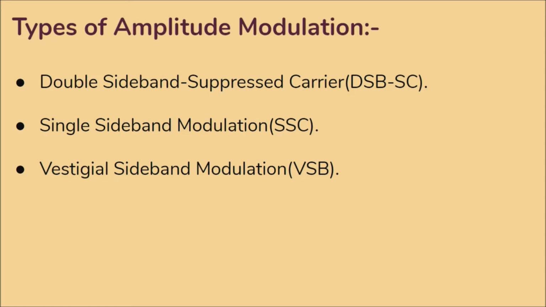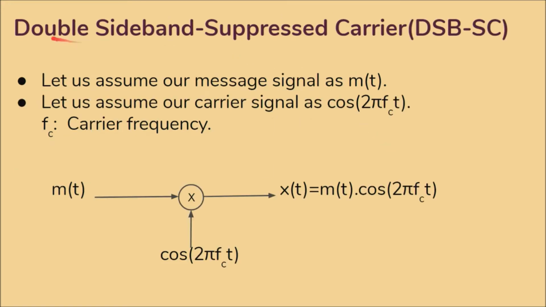Now, what are the different types of amplitude modulation? The first is double sideband suppressed carrier, the second is single sideband modulation, and the third is vestigial sideband modulation, which we are going to see in detail. Let's first see double sideband suppressed carrier.